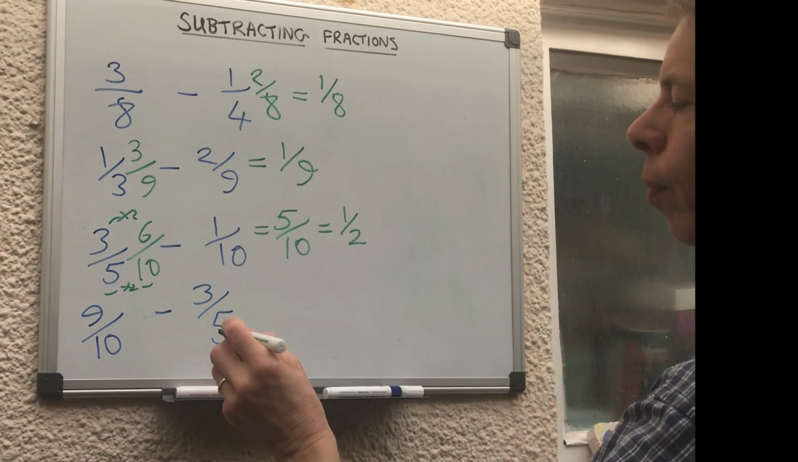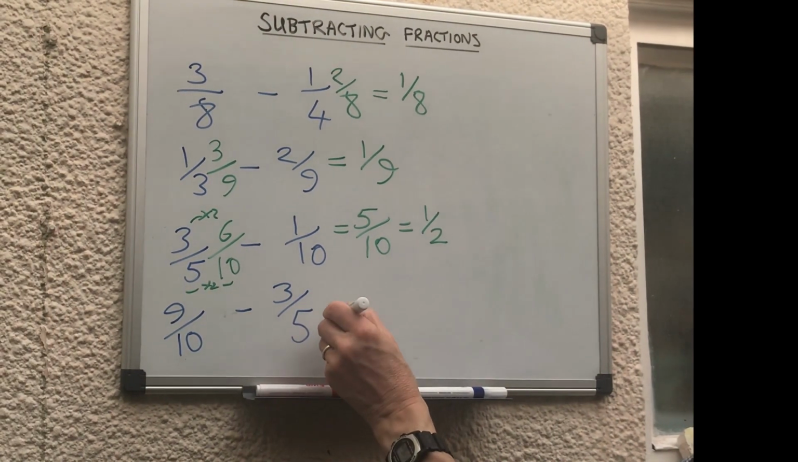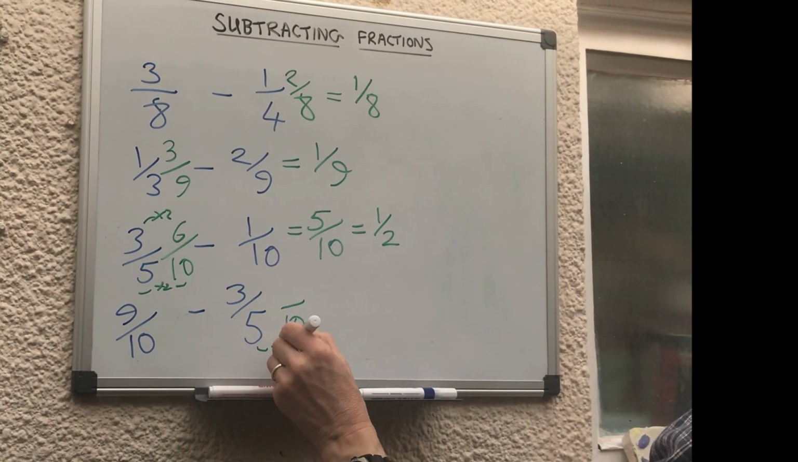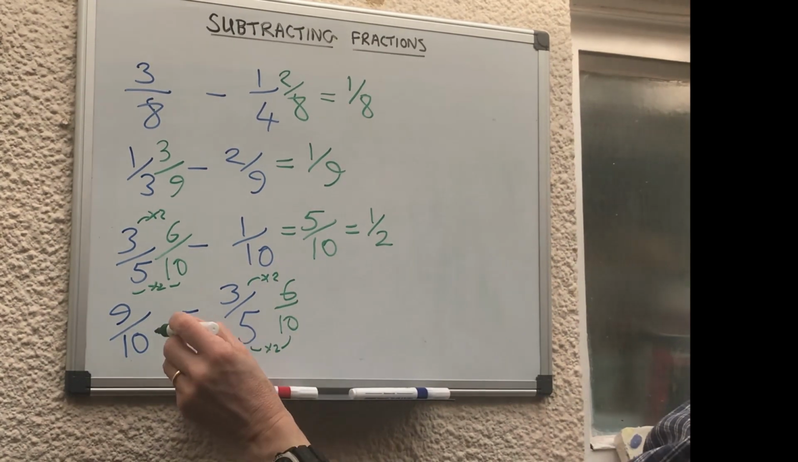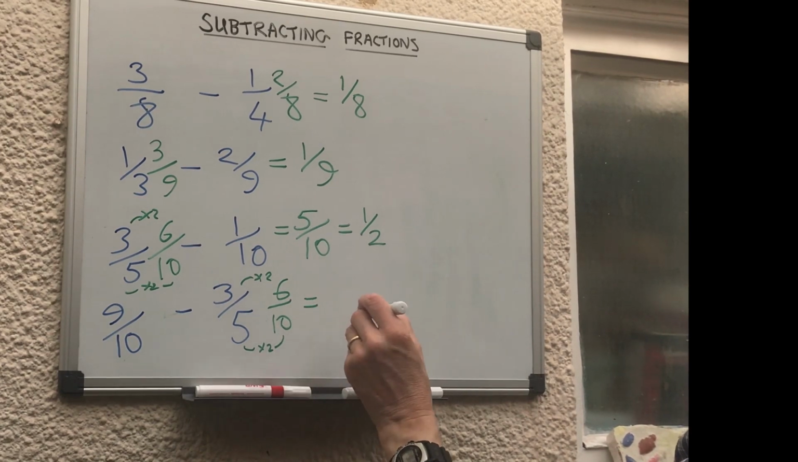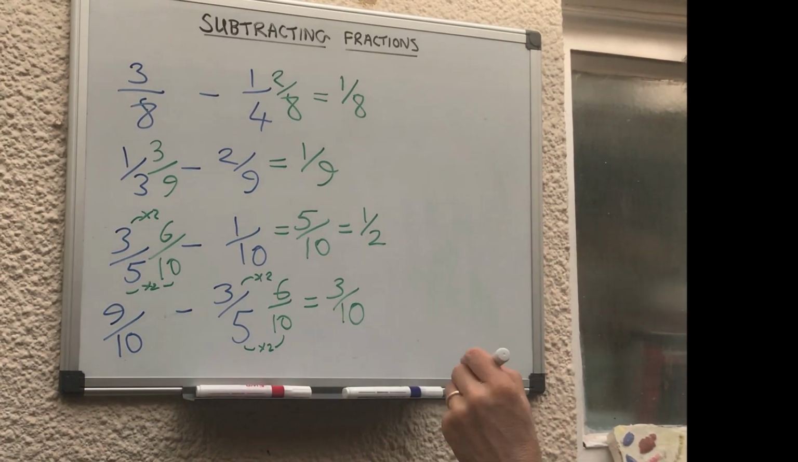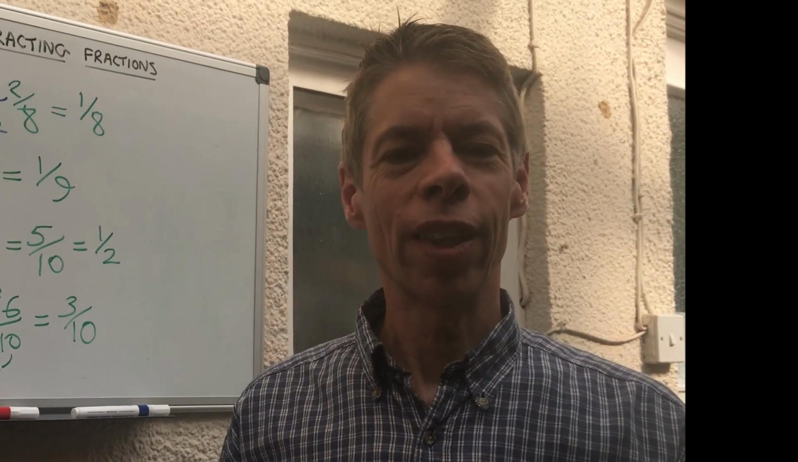Last question, 9/10. We're taking away 3/5, so we're going to change that into tenths. 5 times 2 would give us 10. So 3 times 2 will give us 6. So we now have 9/10 take away 6/10. 9 take away 6 is 3, so the answer is 3/10. So I hope you got all those test questions right.